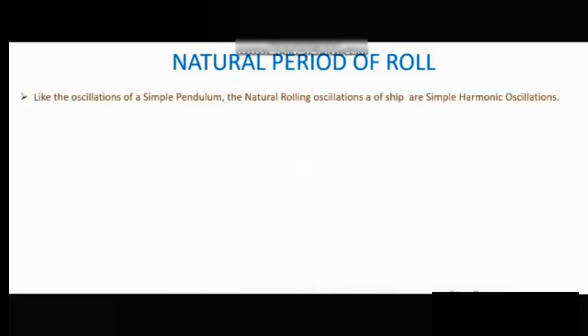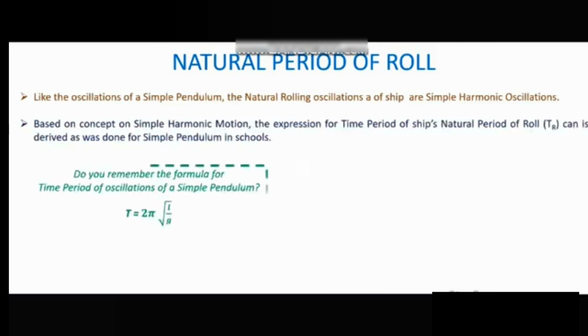Now, like a pendulum, the ship's natural rolling is also simple harmonic in nature. So they follow the principles of simple harmonic oscillations. And we know for a pendulum in school we have derived this formula. Not to remember, but if you remember, the time period of oscillation for a simple pendulum was derived on the basis of simple harmonic oscillation, where L was the length of the pendulum and g was acceleration due to gravity. Some of you may be able to recall that you did this, right?